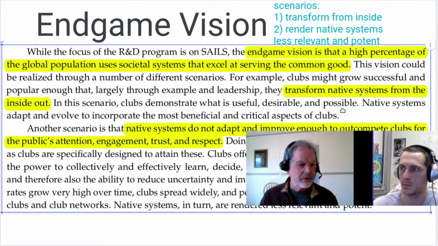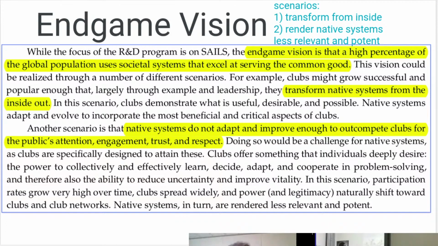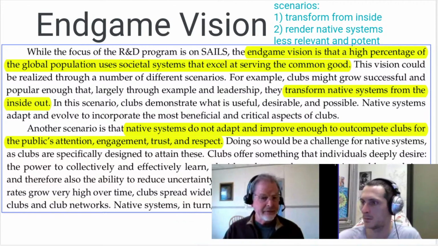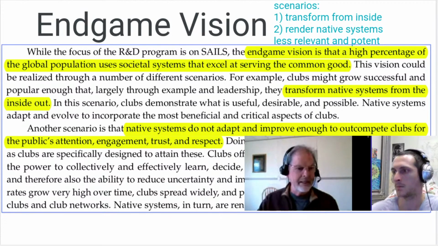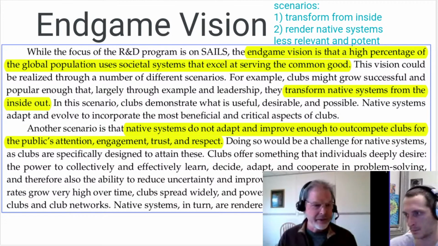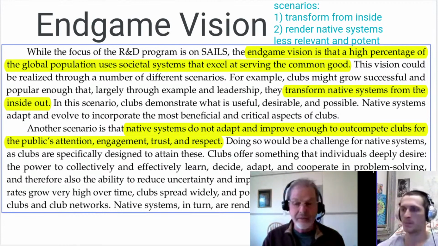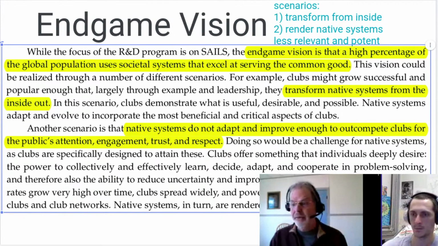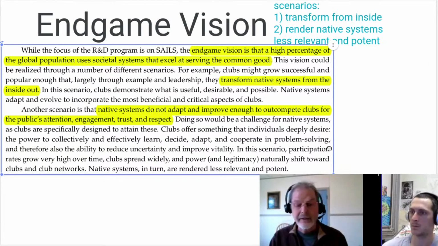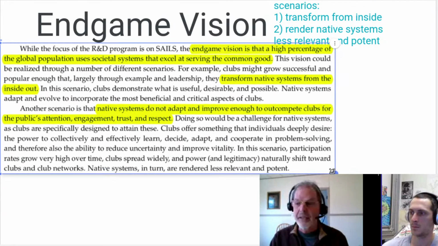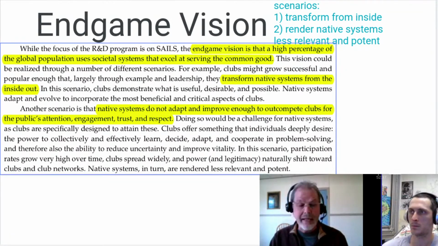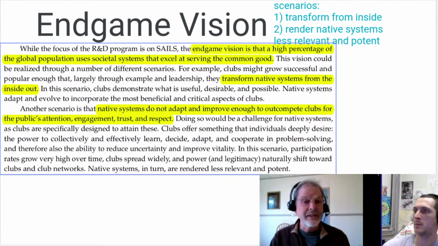The R&D program moves forward. We demonstrate really useful designs that give substantial benefits to communities, and the existing native systems slowly uptake those ideas and blend those ideas into their systems, and then in the end, the native systems become much better. That would be fantastic. Another scenario is that native systems fail to adjust and change and uptake these new ideas. If that were the case, since the new systems are designed to earn the public's trust and respect and attention, it would seem reasonable that they would outcompete native systems for the public's trust and respect.